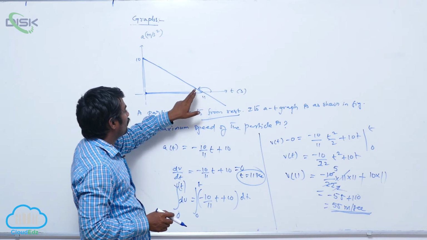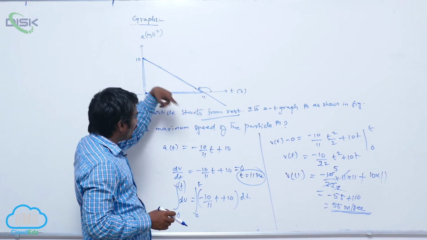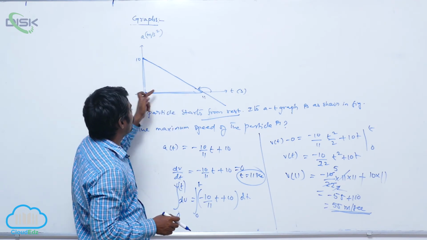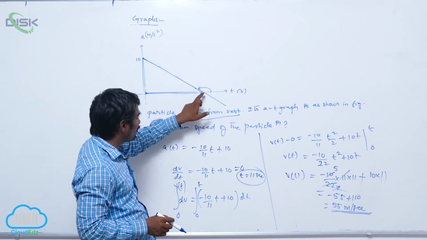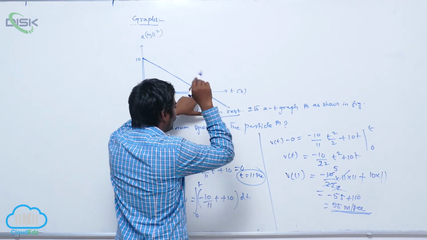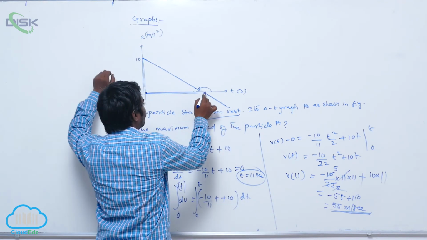That means the rate of increment of velocity may decrease, but velocity increases. That means from 0 to 11 seconds, velocity gradually increases and attains the maximum value. After that, it decreases. So in this total journey, here is the maximum velocity.